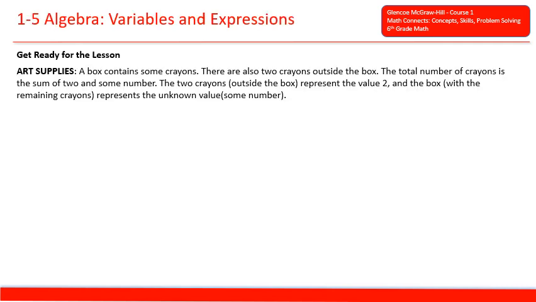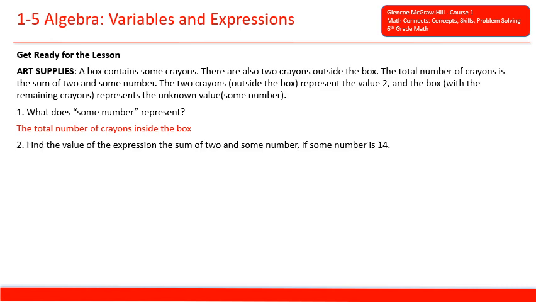Art supplies. A box contains some crayons. There are also 2 crayons outside the box. The total number of crayons is a sum of 2 and some number. The 2 crayons outside the box represent the value 2, and the box with the remaining crayons represent the unknown value, some number. What does some number represent? Total number of crayons inside the box.